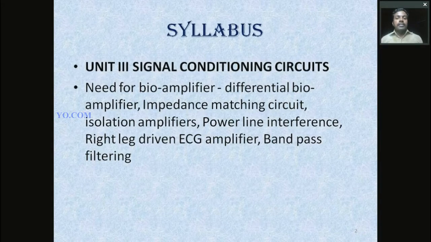Then the third one is impedance matching circuit. Then isolation amplifier, then power line interference, then right leg driven ECG amplifier, then band pass filtering. These are the things we are going to study in unit 3. So it is a very easy and very small unit. Let us see.